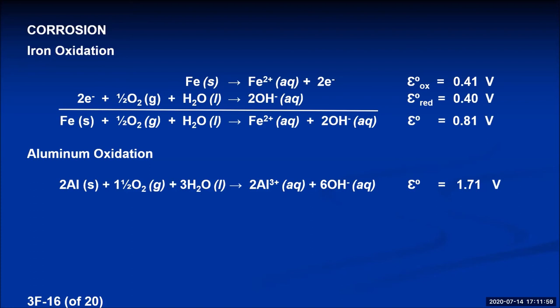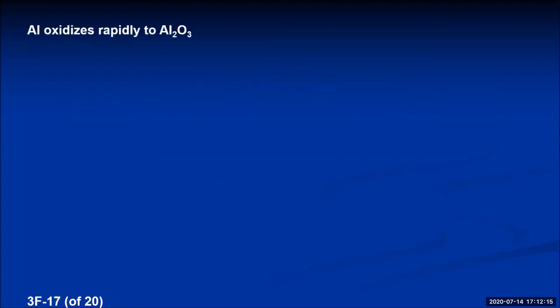Now, I'm sure you've seen pieces of iron rusted out before in your life, but I don't know if you've ever seen an aluminum can that's rusted out. And it should, because it has a higher potential than the iron does. So aluminum will oxidize very rapidly to form aluminum 3 ions, which forms the compound Al2O3. It oxidizes. That's where the word oxidation came from. It forms oxides.